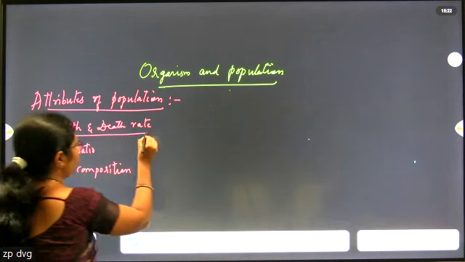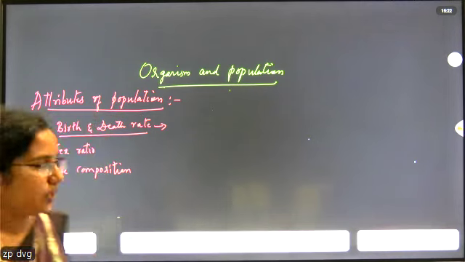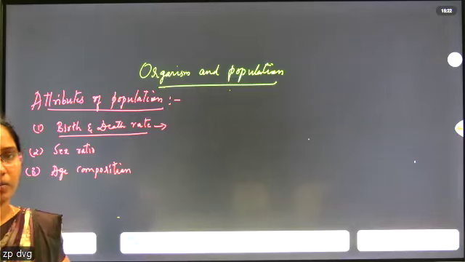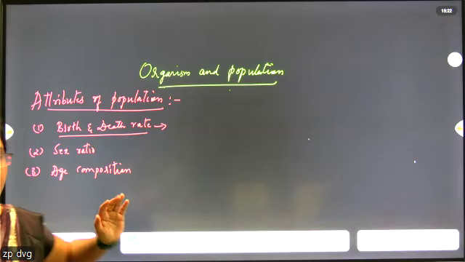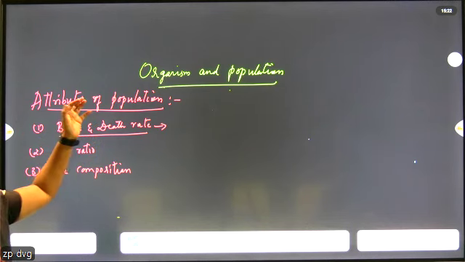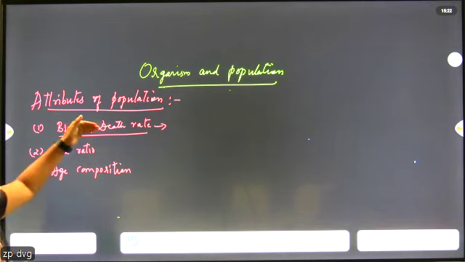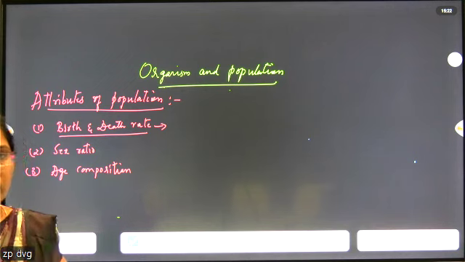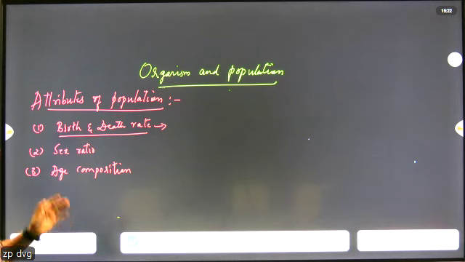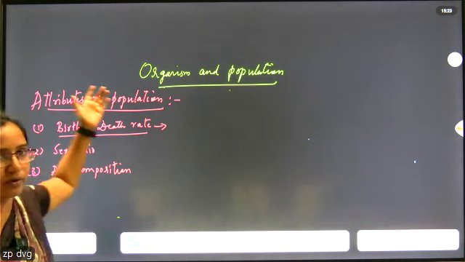So first we can move with birth and death rate. How can birth and death rate be an attribute of population? For every population, if we are going to tell it in numbers, there must be a consideration of how many births there are in that particular geographical area and how many deaths there are in that area. Then only can we clarify the number of individuals present in a particular population. So birth and death rate plays a very important role, and can be called attributes of population.